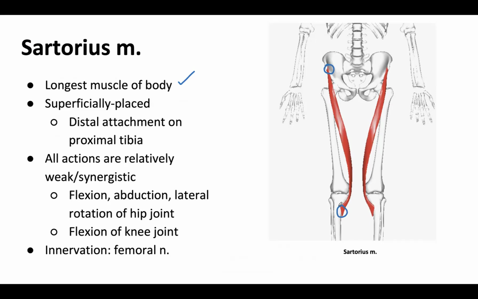This muscle is sometimes called the tailor's muscle because the actions it plays a role in help with the position that tailors used to use when they would sit cross-legged while sewing by hand. And so this would include flexion, abduction, and lateral rotation of the hip joint, as well as flexion of the knee joint.